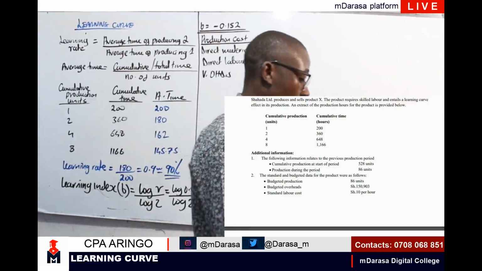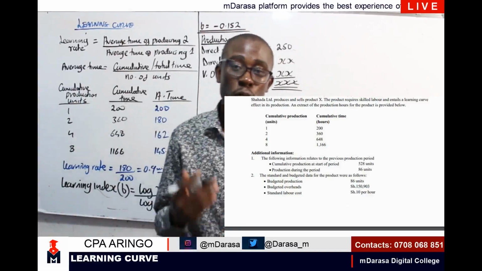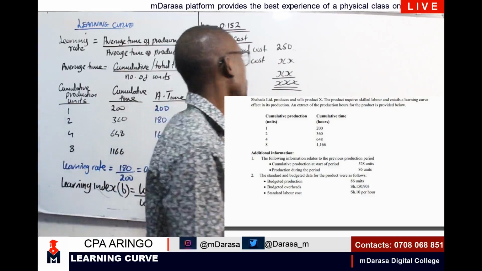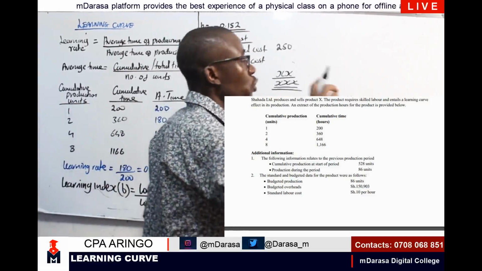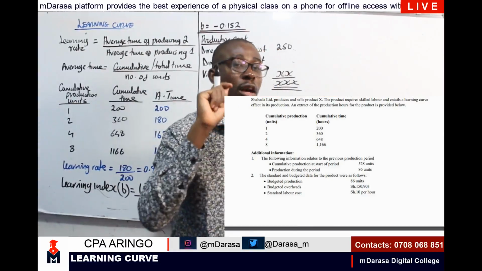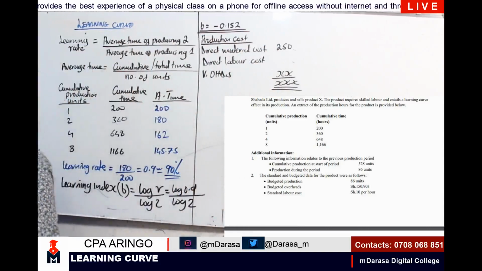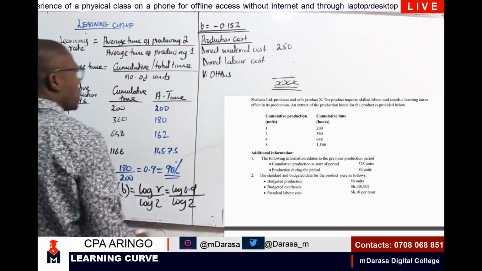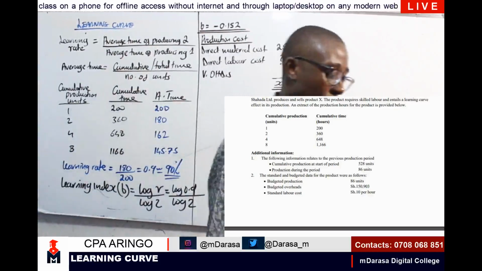What about direct labor cost? Direct labor cost we aren't given, but in this case you are told that we are given standard labor cost. What I was paying per hour, standard labor cost is 10 shillings per hour. So for me, I want to determine the cost I'm going to use to produce 1 unit. So we don't have the aspect of direct labor cost. In this case, I'm going to put a question mark. I'm not given it. We are supposed to determine that.